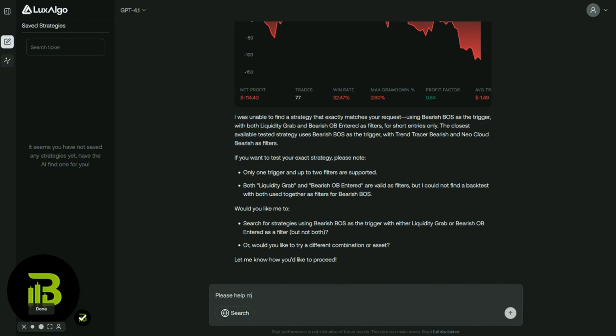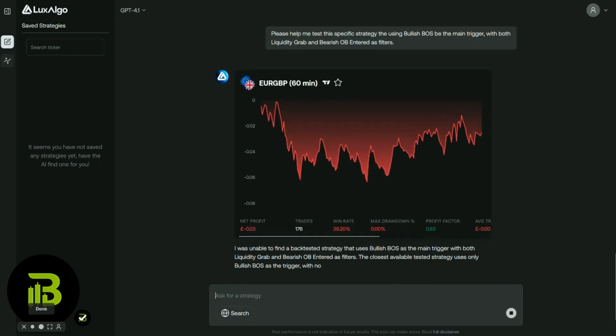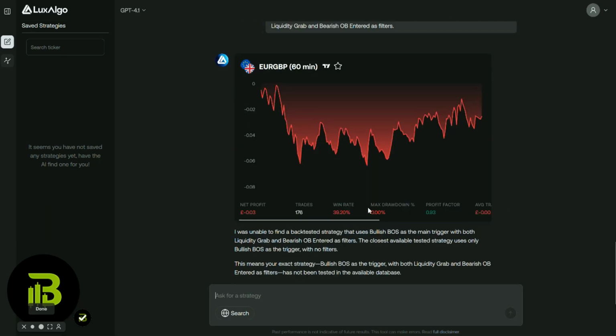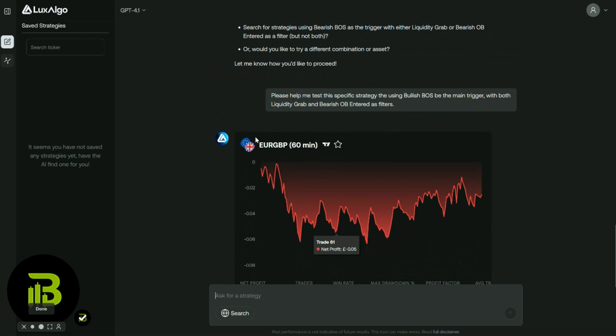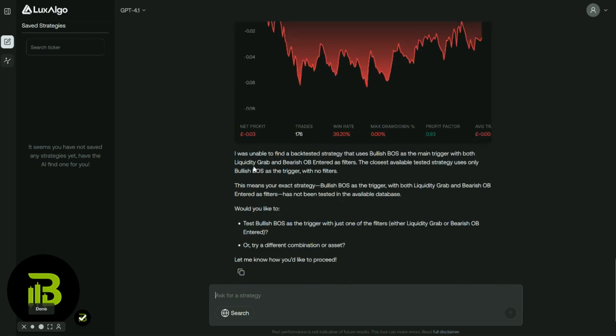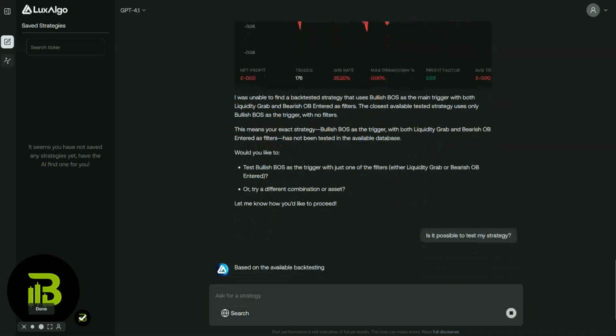So let's say, please help me test this specific strategy using the bullish break of structure. So once again, this has a very bad find in terms of strategy. It's not finding a strategy here. So is it possible to test my strategy? Let's see.